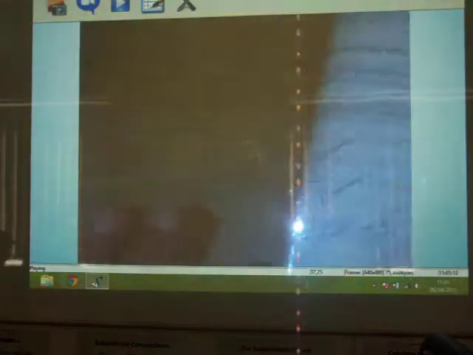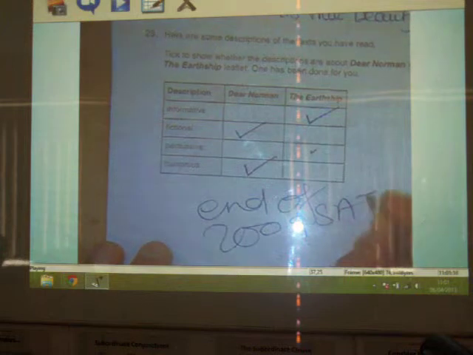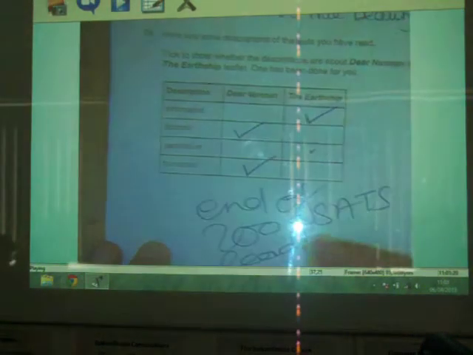of the 2009 SATS reading task. Okay, so no place like home.